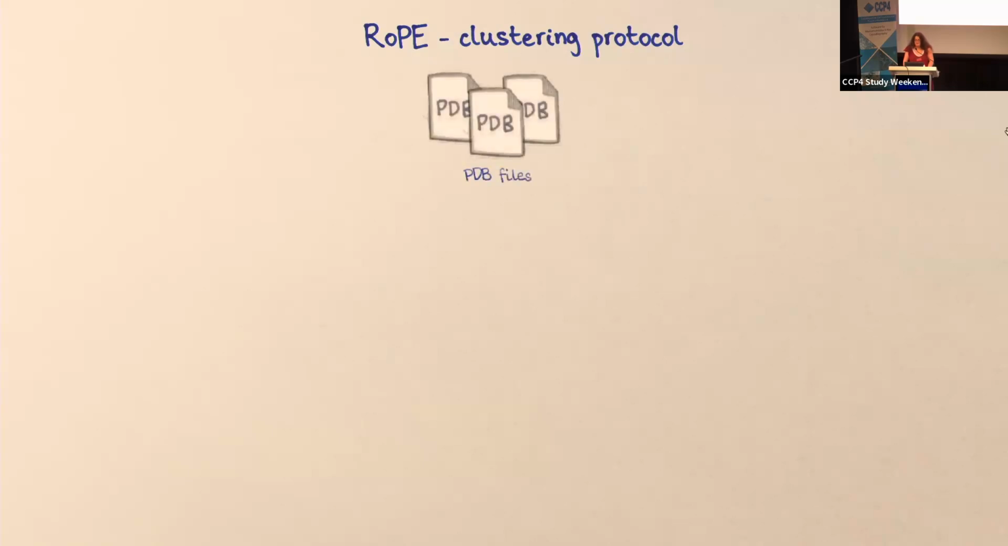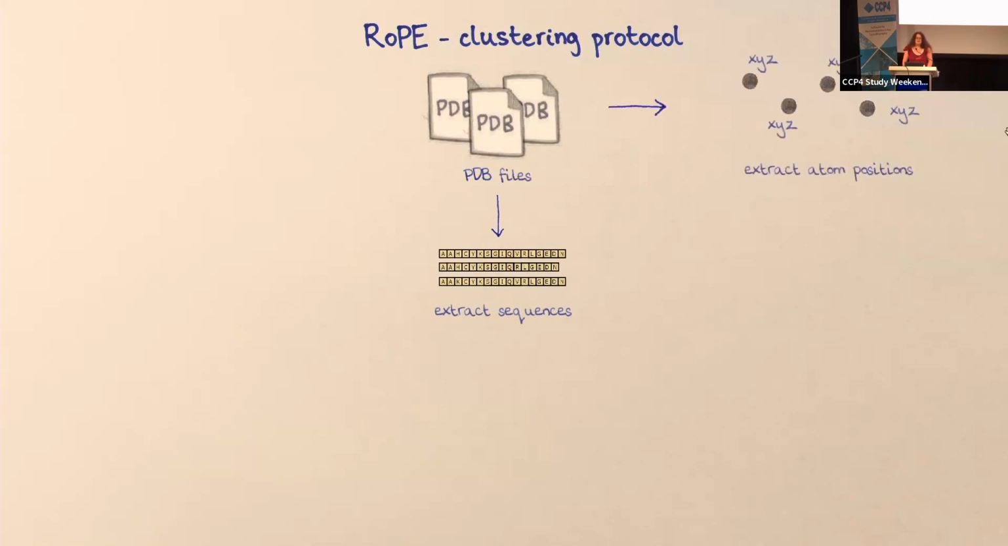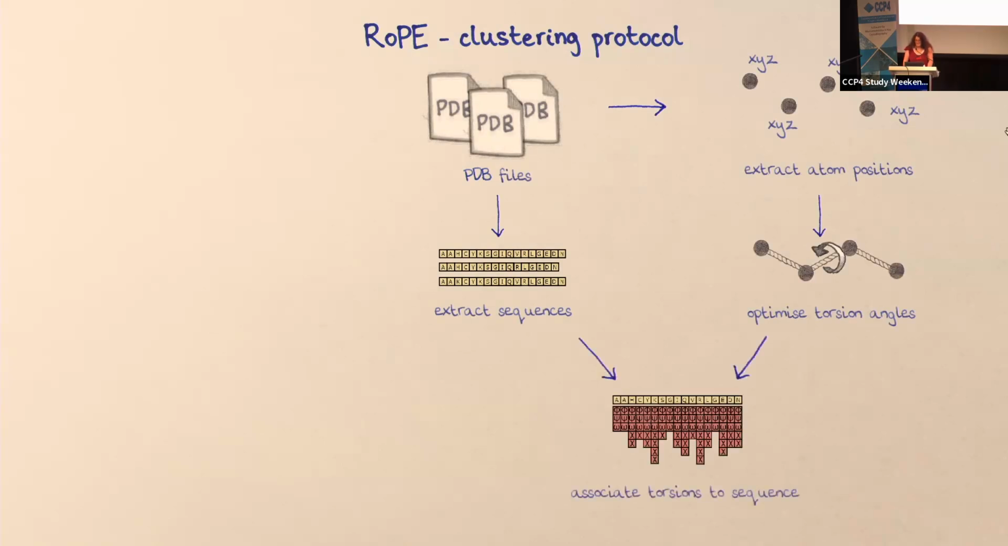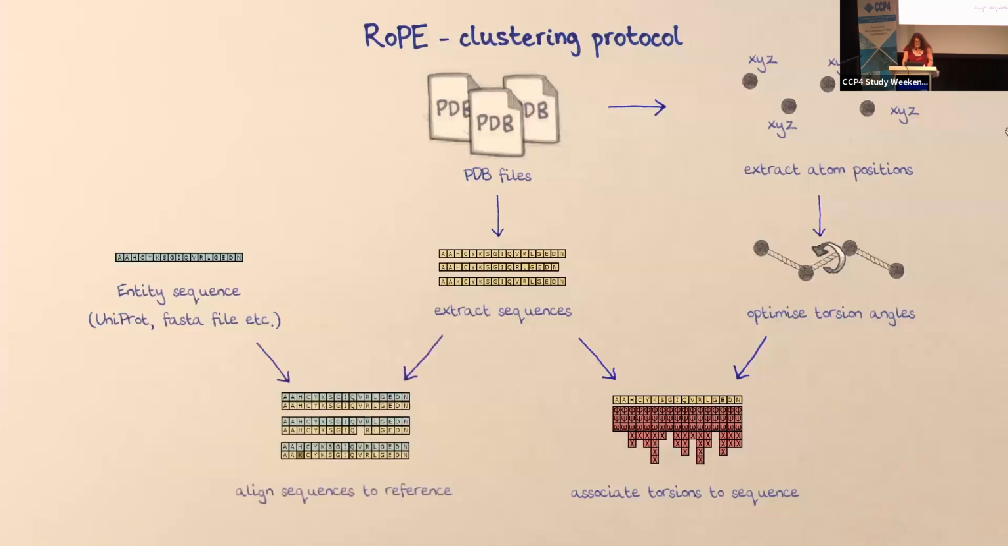In here, you take all of your PDB files that you've generated that have your examples of your protein structure. From there, you can extract the very similar sequences of your proteins, and you can extract your atom positions. You can use those atom positions to optimize torsion angles with the vagabond algorithm I've developed in the past. And then you can associate the torsion angles to the sequence. We also can put in a reference sequence, and this allows us to identify mutations or deletions that you may have built into your protein structure.